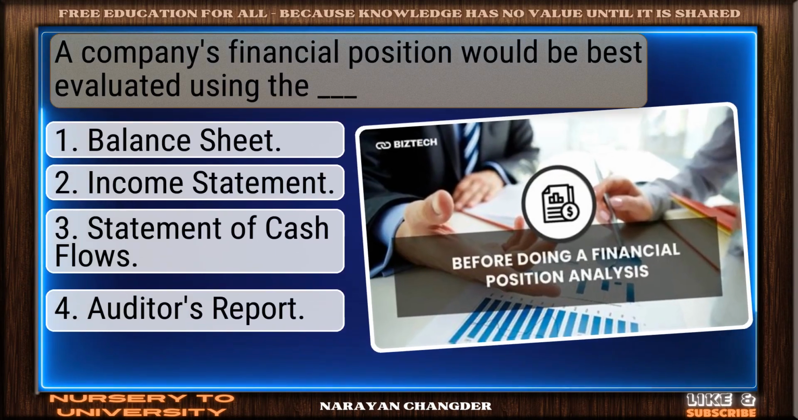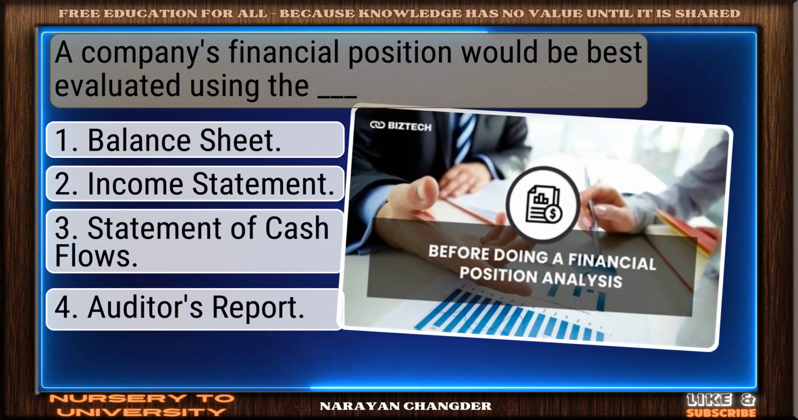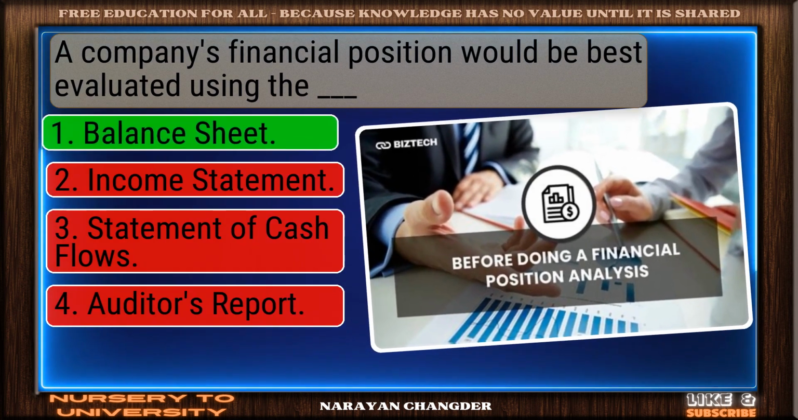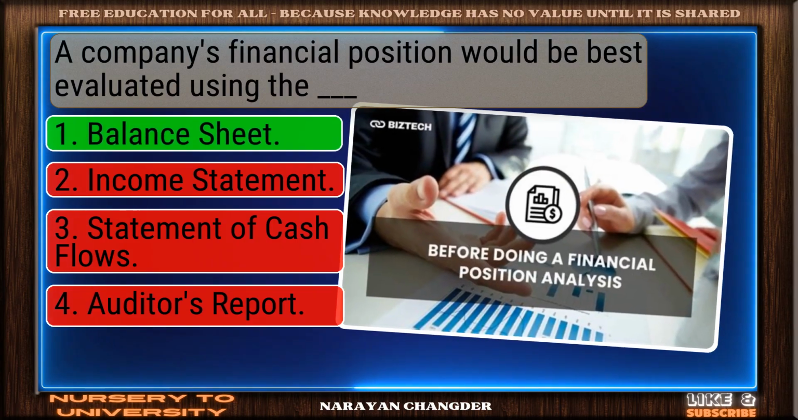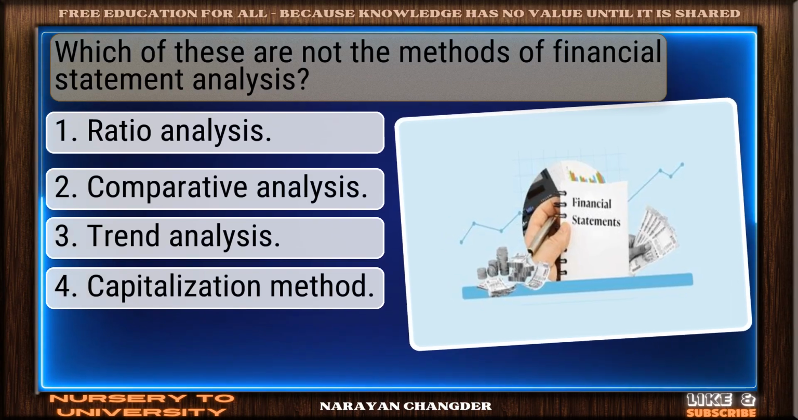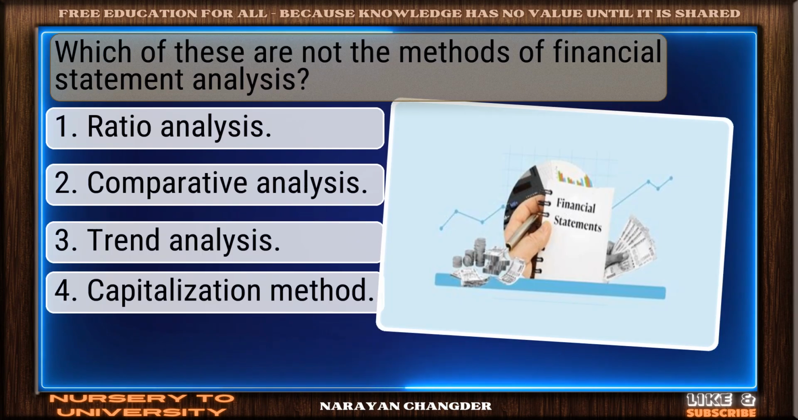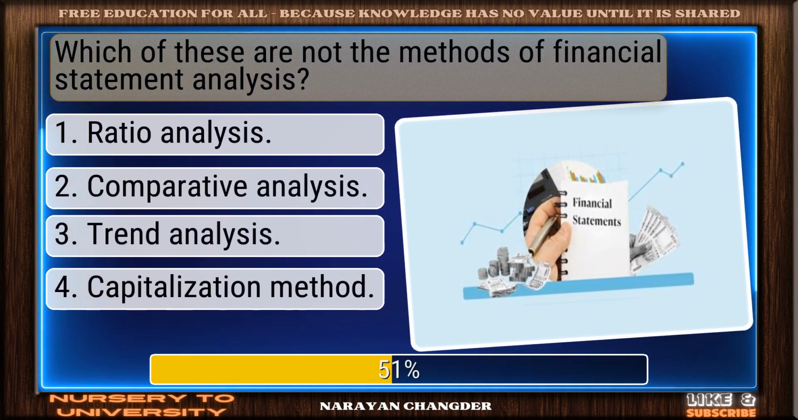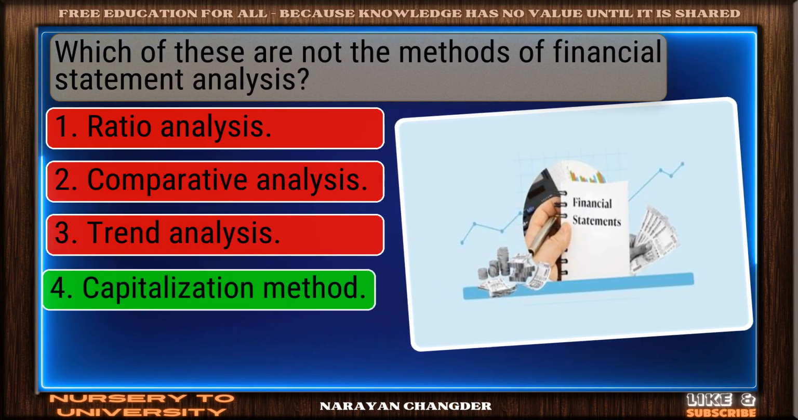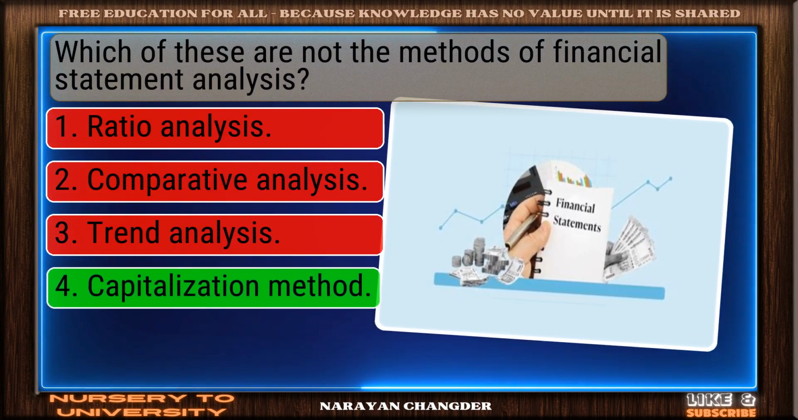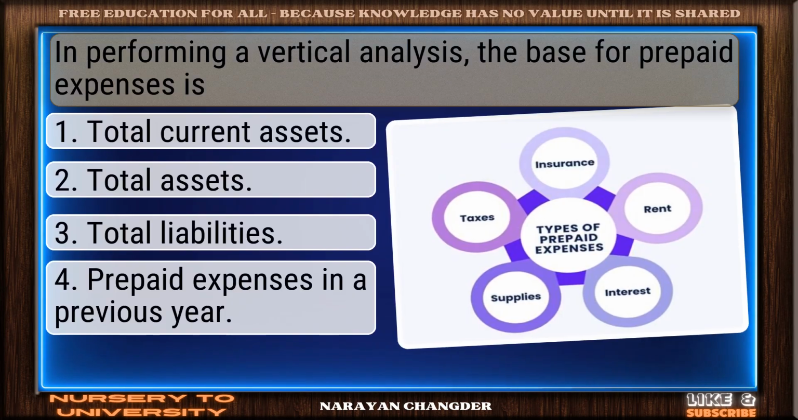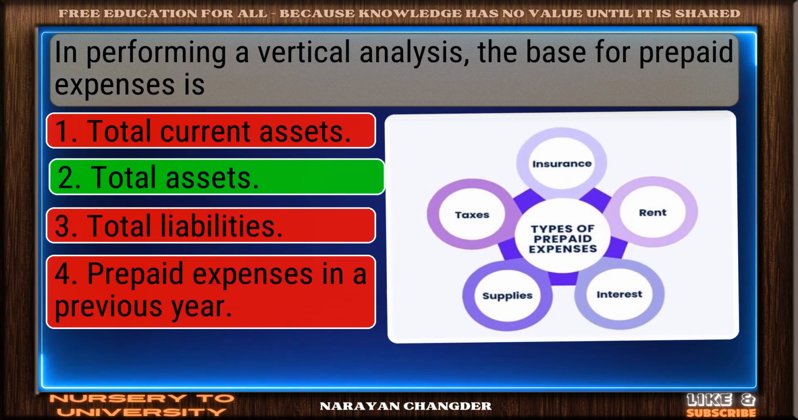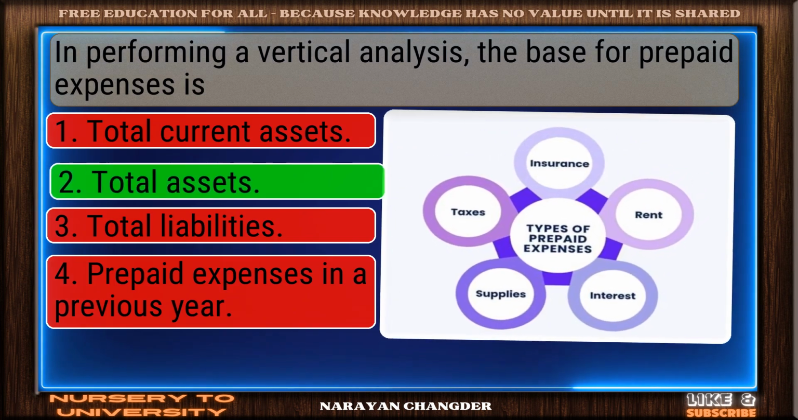A company's financial position would be best evaluated using the dash. You chose balance sheet, and it is correct. Which of these are not the methods of financial statement analysis? You got it. Your choice, capitalization method, is right. In performing a vertical analysis, the base for prepaid expenses is. Correct. Total assets is the right answer.